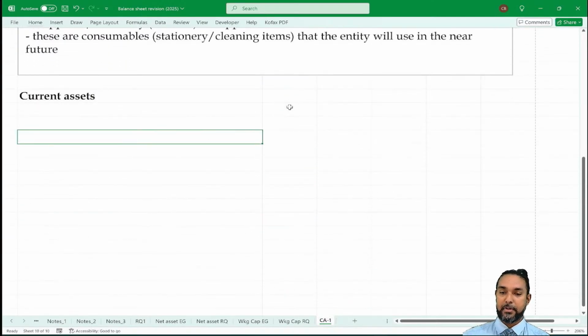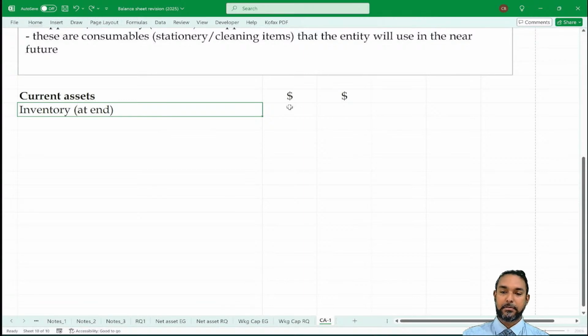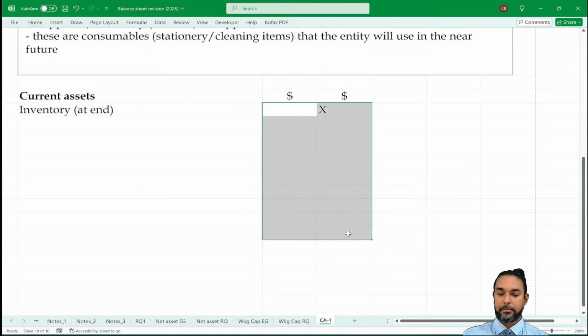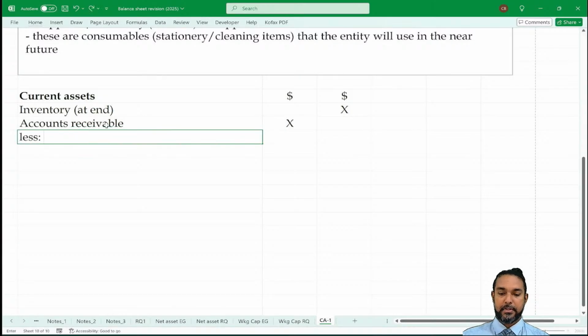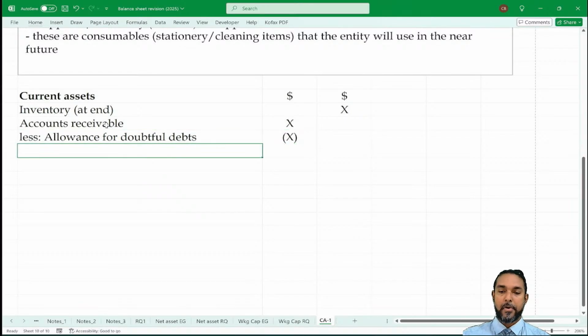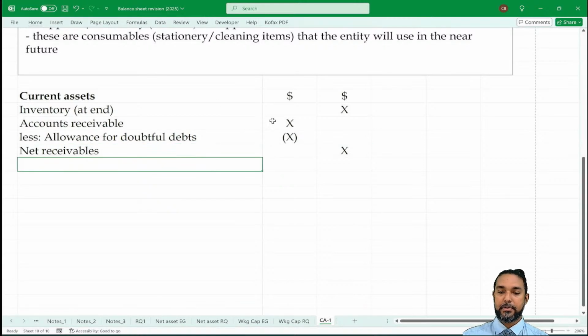So the current asset section could look like this, right? All right. So you have your inventory, which is usually at the end. That'll go there, right? And you have your accounts receivable. That's the allowance for doubtful debts or uncollectible accounts. Right? And then below that you have your net receivables, which is this minus that.